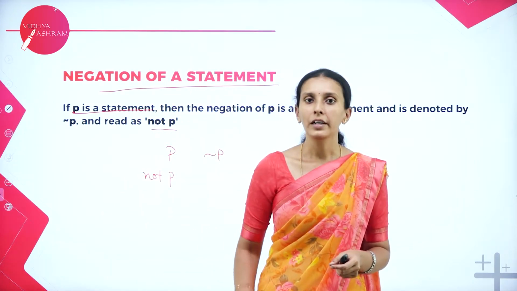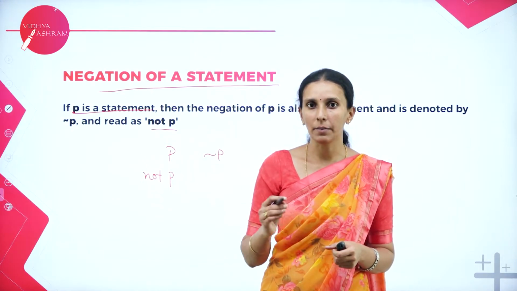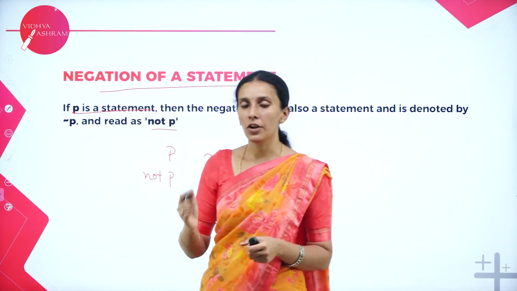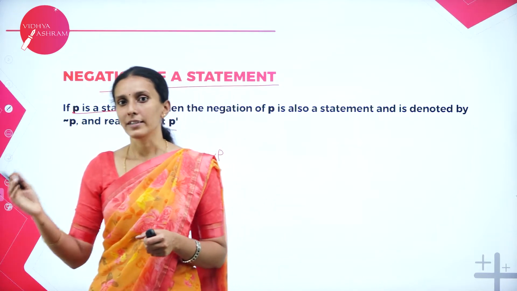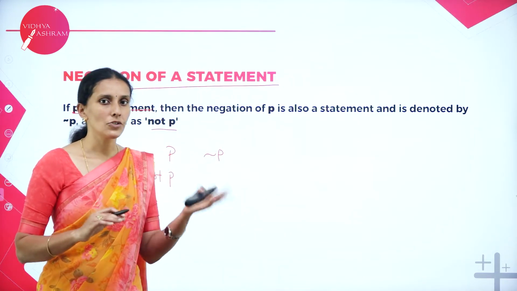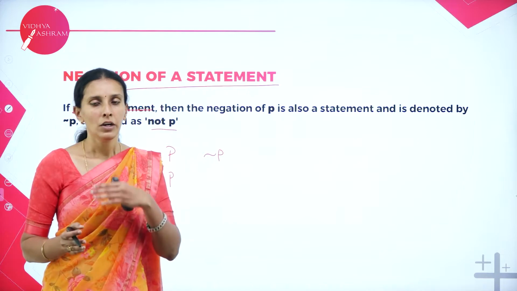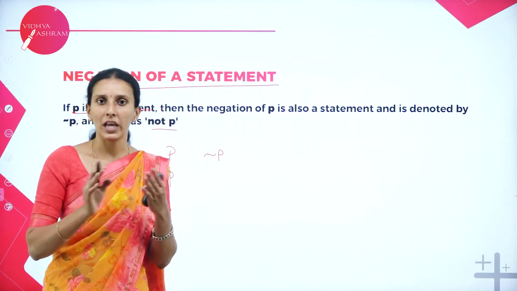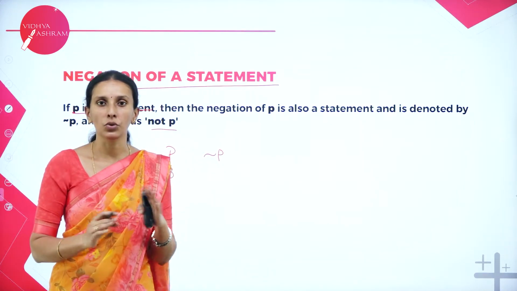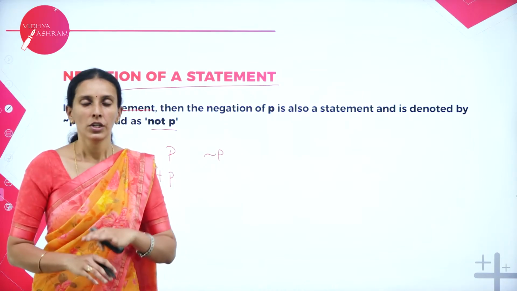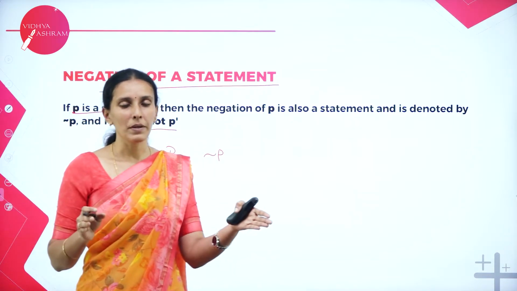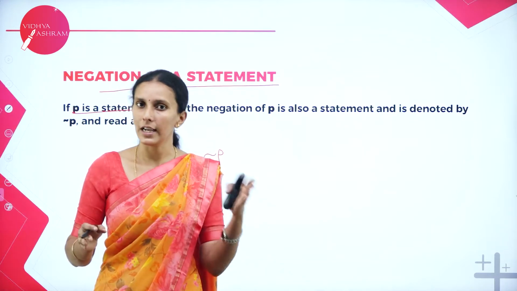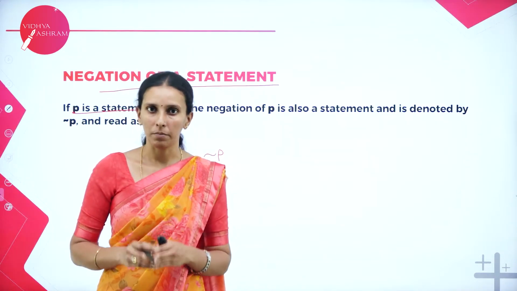It's a true statement. Write the negation of "6 is a multiple of 2." "6 is not a multiple of 2." It's a false statement. So whether it's true or false doesn't matter. Whatever the statement given, we can negate it to make the truth values interchange. So if P is true, negation of P may be false. If P is false, negation of P will become a true statement.